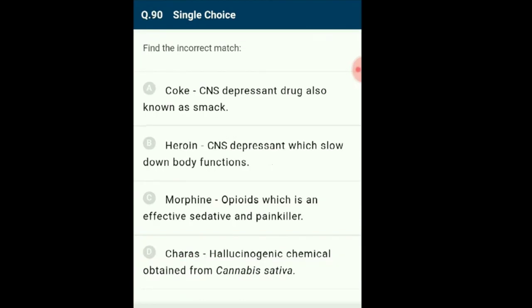Question number 90 is the last question. Find the incorrect match. Cocaine is a central nervous system stimulant drug obtained from Erythroxylum coca, a plant, and it is also known as coke or crack. Heroin is chemically diacetylmorphine and is an opioid. It is also known as smack or brown sugar. It is a central nervous system depressant that slows down body functions. So the answer for this question is option A. Coke, a central nervous system depressant drug also known as smack, is the incorrect statement from the given 4 statements.